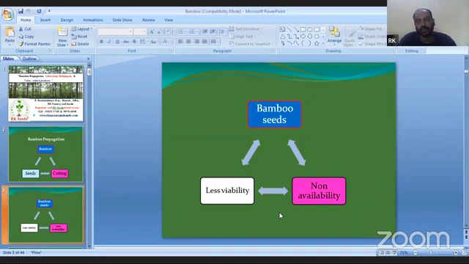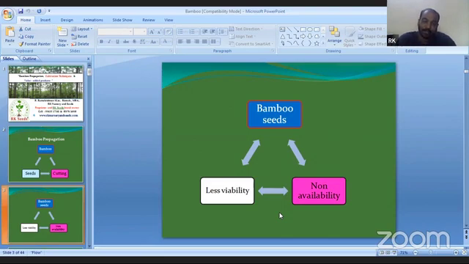Bamboo seed is unique. Why? Because it has less viability. If I collect seeds today, only after 2 to 3 months can they be used for germination. The other use is bamboo rice, which we can cook. But within 2.5 to 3 months only, the seeds can be used for plantation. After that we cannot use them, because the seed does not germinate.